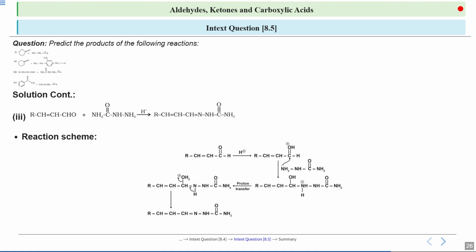C double bond N Schiff base. And if you see the final product, it is an alpha beta unsaturated semicarbazone. When this proton transfer takes place, the nitrogen with its lone pair goes here, and you will form C double bond N. And this OH2, being a good leaving group, leaves. Then finally there will be deprotonation and you will get your neutral molecule. So the final product which you get is an alpha beta unsaturated semicarbazone.